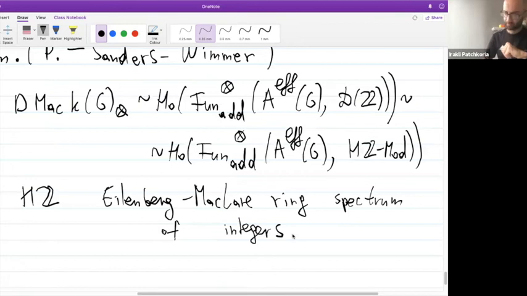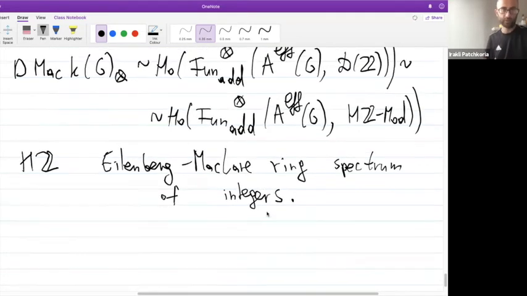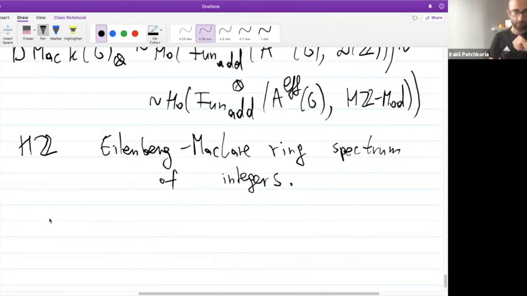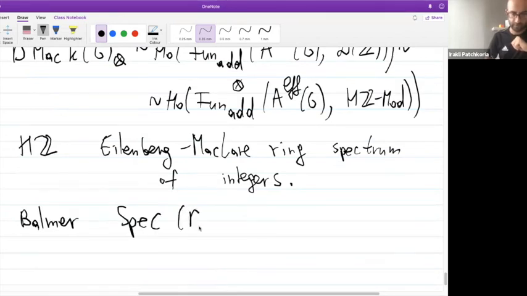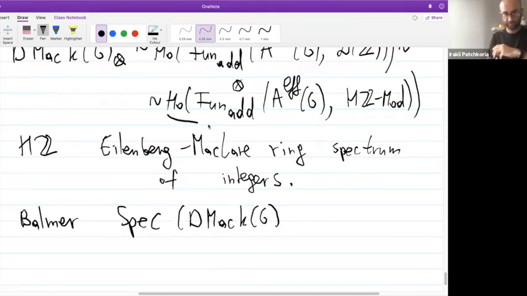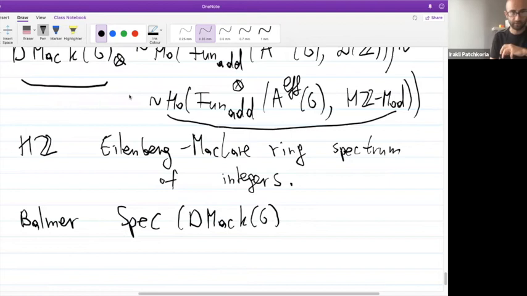And so we wrote up this proof, and the reason why we did this is that we wanted to look at the Balmer spectrum of these derived Mackey functors. We used this theorem because it was much easier to work on this side rather than on this side. We computed the Balmer spectrum of this thing in this joint paper with Baron and Christian.